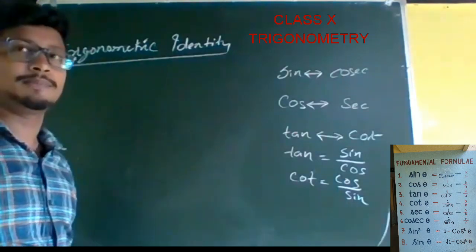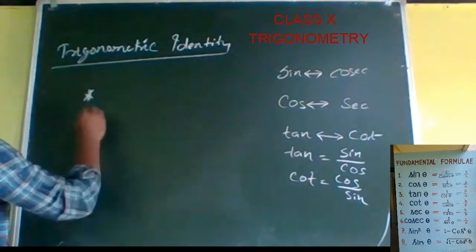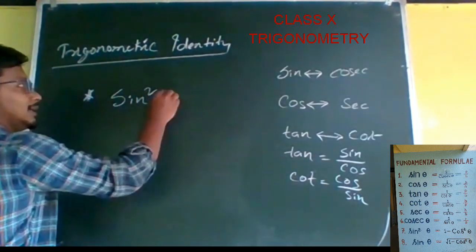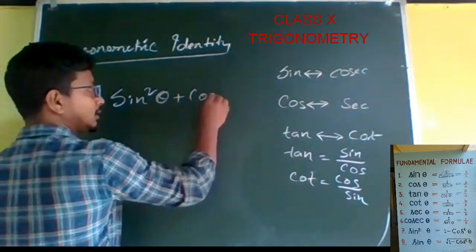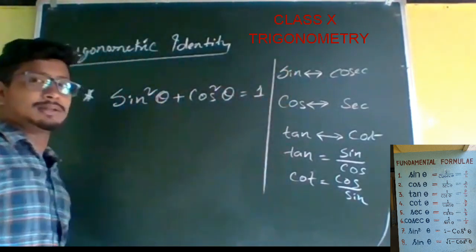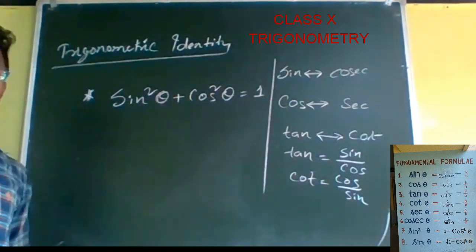Actually, trigonometric identities. The first trigonometric identity, you have to remember this: sin square theta. I have taken the angle as theta. Sin square theta plus cos square theta will always be 1. Remember, sin square theta plus cos square theta will always be 1.